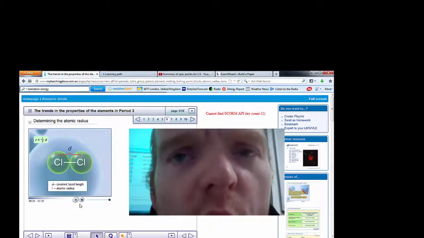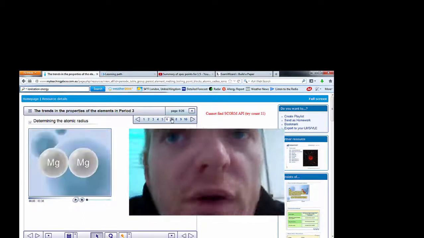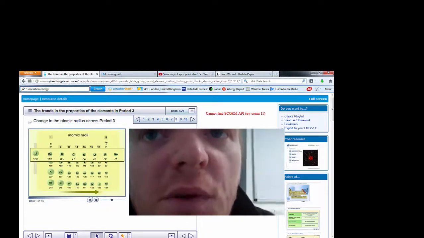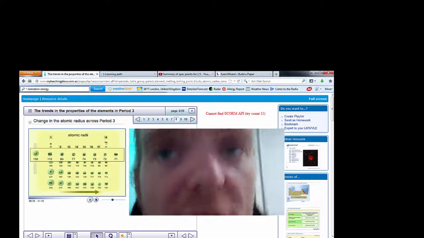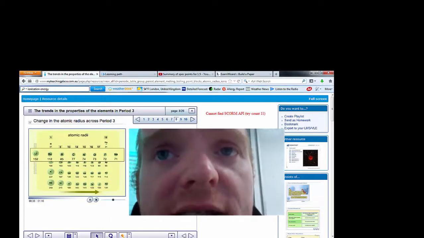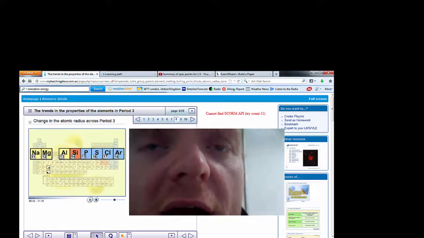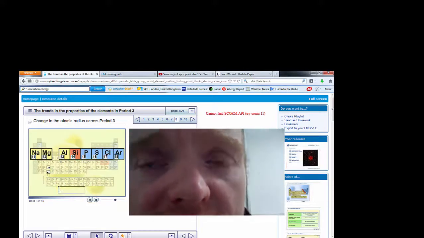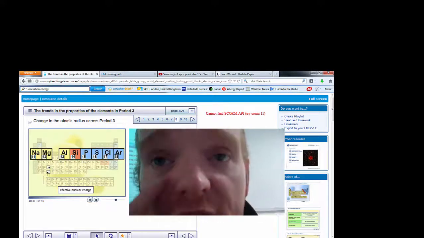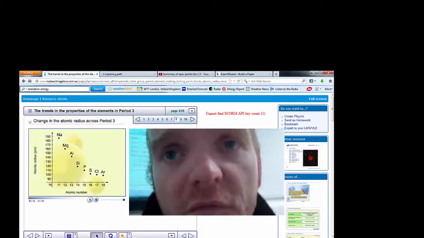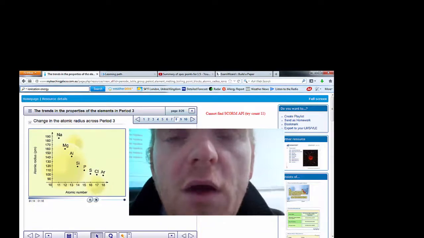So as we go across a period, we see that the atomic radius is decreasing because of the increased nuclear charge, and that, accompanied with no increase in shielding, means that we have a decreased atomic radius. We can show this graphically in a graph, and you see an exponential decay of the atomic radius.